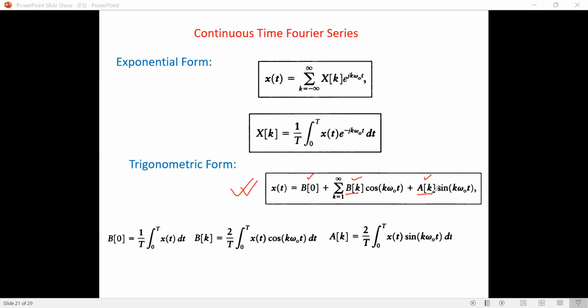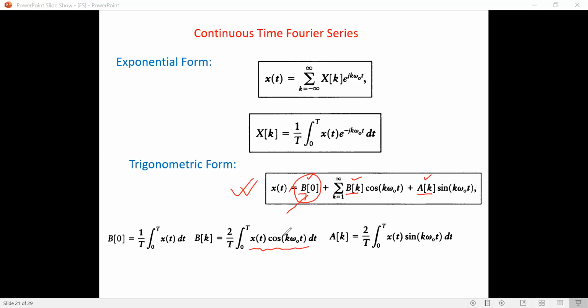And you see that the harmonic number starts from k equal to 1 to infinity, and we get a constant term there. Depending on the type of your signal, sometimes this constant term may or may not be present, depending on the symmetry condition of your function or signal. This constant term refers to the average value of your signal. If you have an odd function, this average value will not be present.